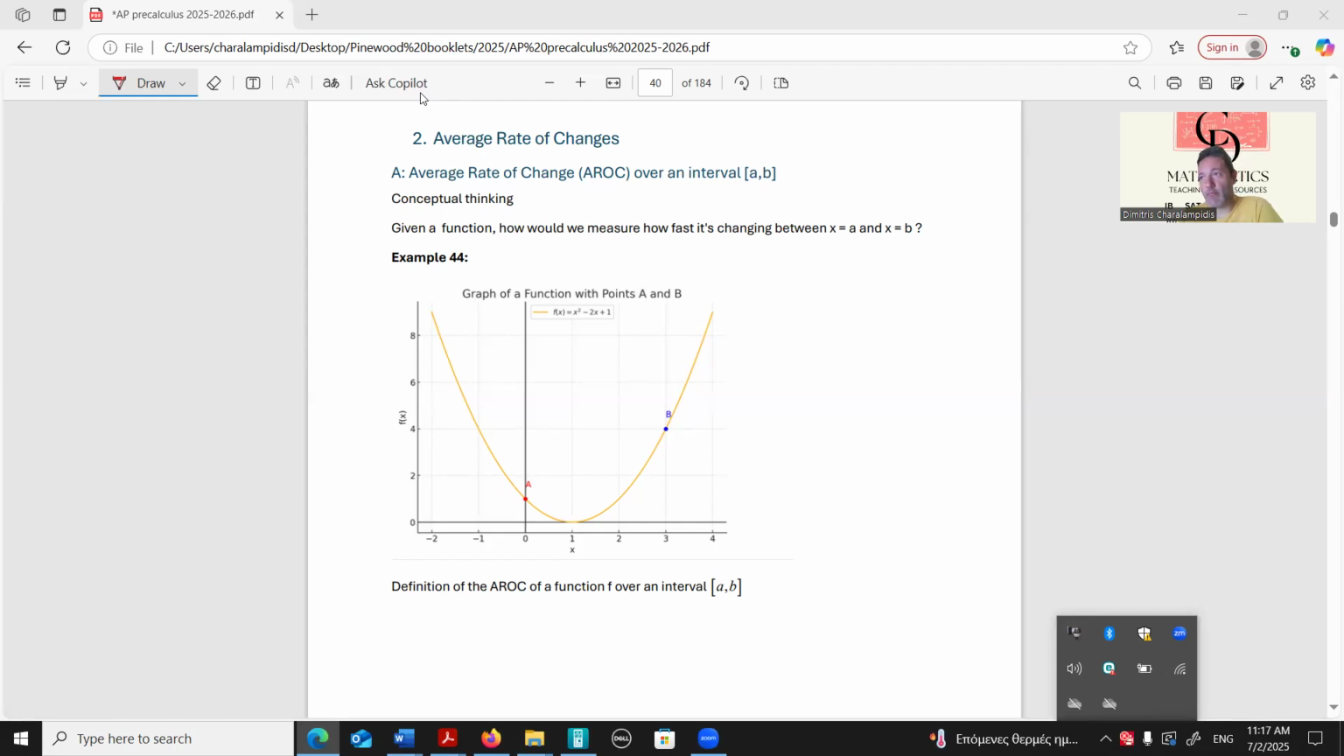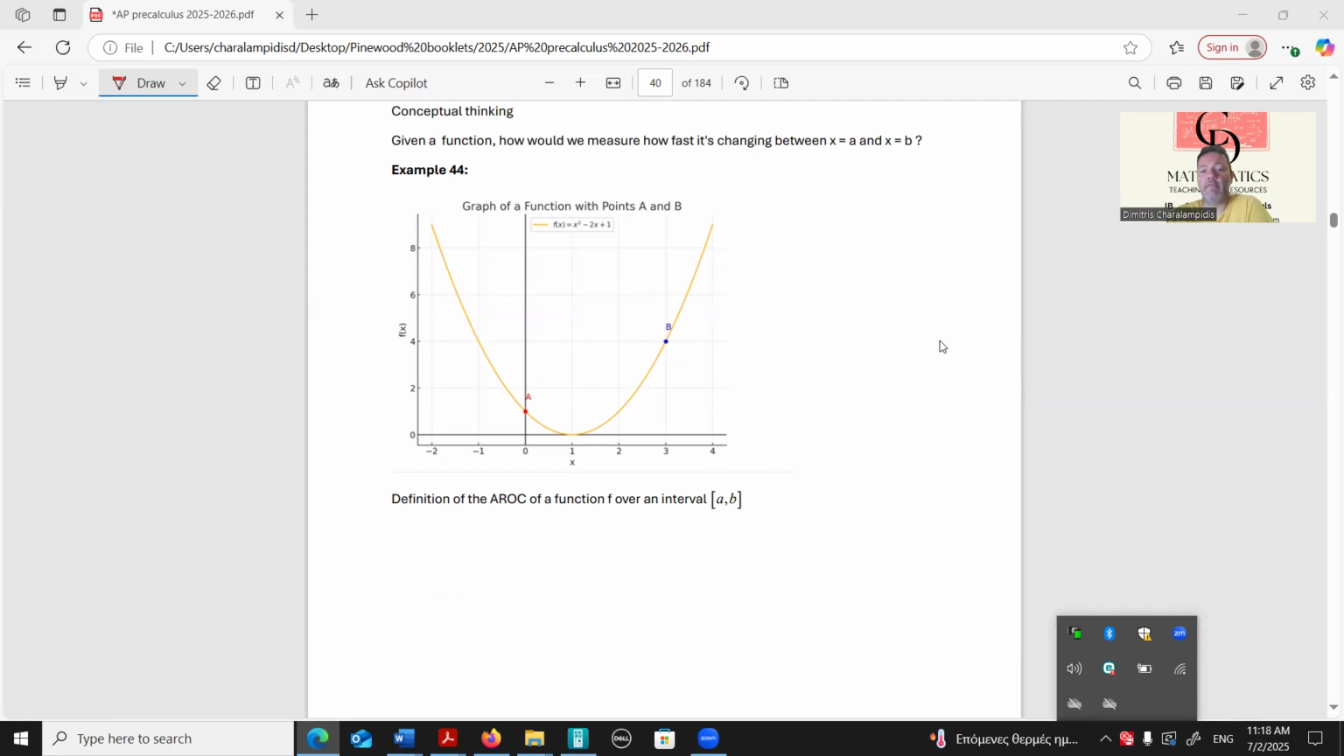Following this thought, to see how fast the values change, we would need the slope between these 2 points. So, the way we define the average rate of change over an interval [A, B] is that the AROC is f of B minus f of A over B minus A, which is exactly the slope.